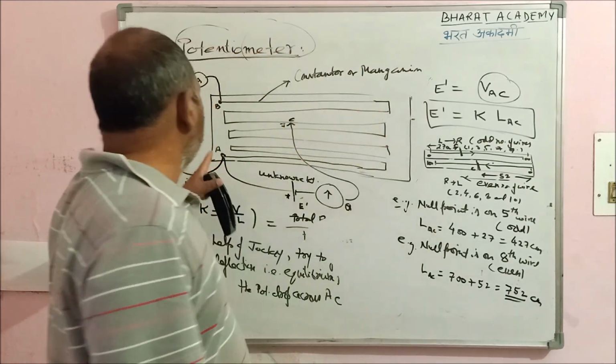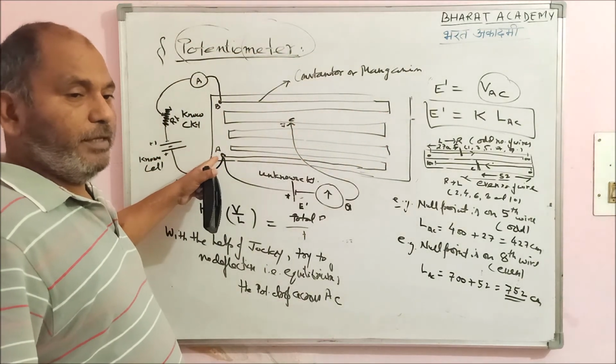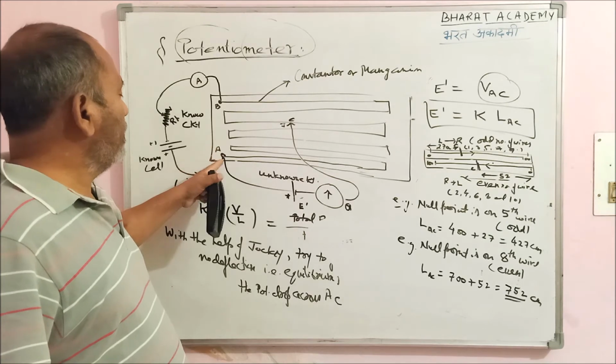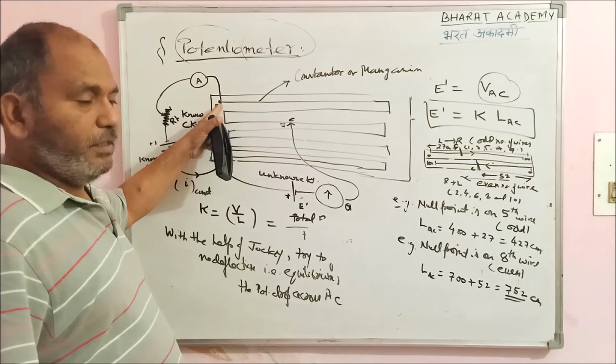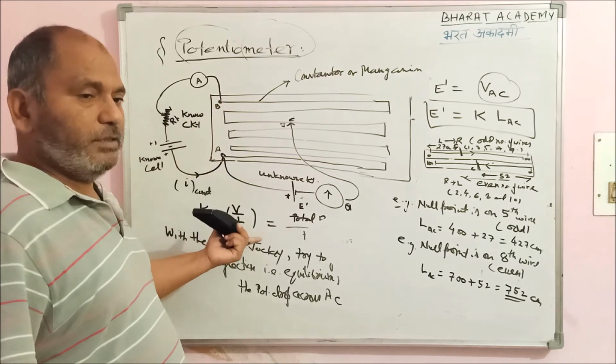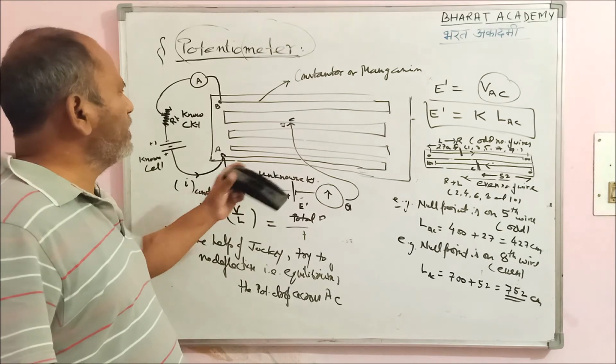Remember, if I am connecting the positive terminal at A, my starting point will be A. Right? In some practical books, they start from the other end, but their starting point will be this. So be careful. Use this one which we are using, right? And very easily one can calculate. This is the basic experiment.